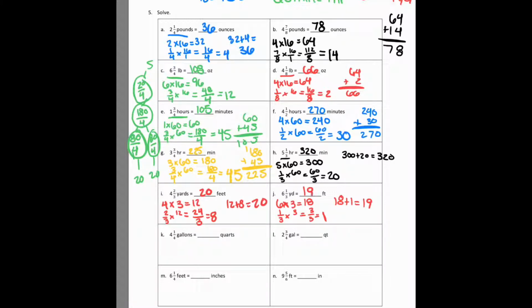All right, let's look at K. Again, we've switched measurements. We're doing gallons to quarts, and I remember that 4 quarts is equal to 1 gallon. And so instead of multiplying by 3 like we just did, we're going to multiply by 4. You always got to remember that conversion factor to know what to multiply by. I'm going to say 4 gallons times 4 is 16. And then 1/4 times 4 is going to be 4/4, which is just 1. And then those 16 quarts plus that 1 quart is going to give you 17 quarts total.